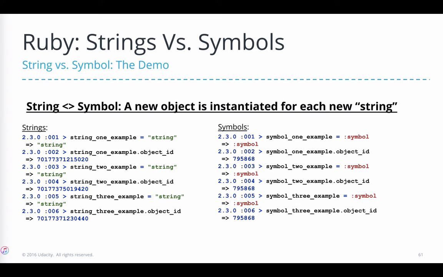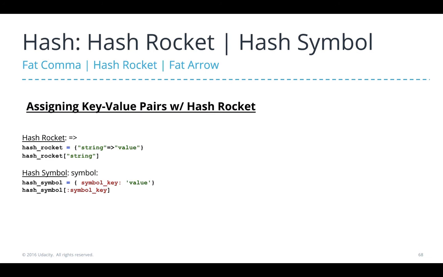Now, let's take a look at the symbols. Here we have a variable, symbol 1 example, and we're pointing it towards colon symbol. Now we're calling object ID on symbol 1 example, and we get back a number ending in 5868. We're going to do this again. Symbol 2 example points to colon symbol. Symbol 2 example.object_id returns to us that same number, ending in 5868. Symbol 3 example points to colon symbol. We call symbol 3 example.object_id, and that very same object ID number is returned to us. What this shows us is that colon symbol is one single instantiated object.